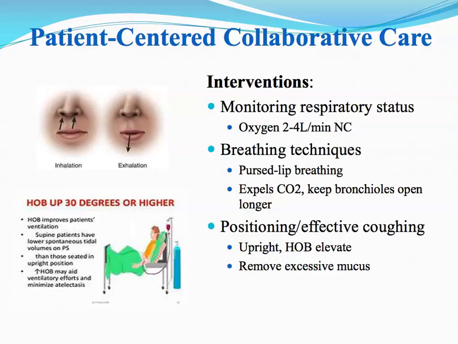So typically we'll start off at 2 and then we can titrate up if needed. We are paying close attention to the pulse oximetry, but we also need to pay attention to the respiratory status. If we give them too much oxygen, they can have a decrease in what's called hypoxic drive, meaning that their respiratory rate is going to go down.